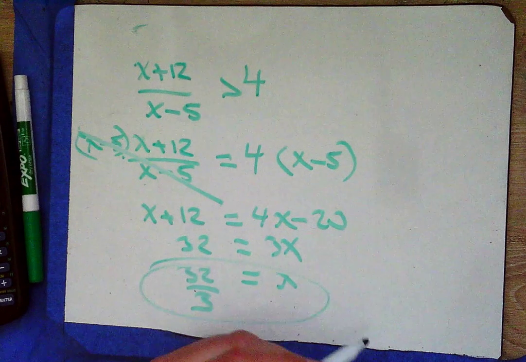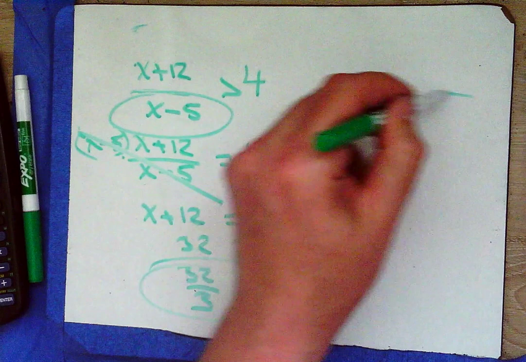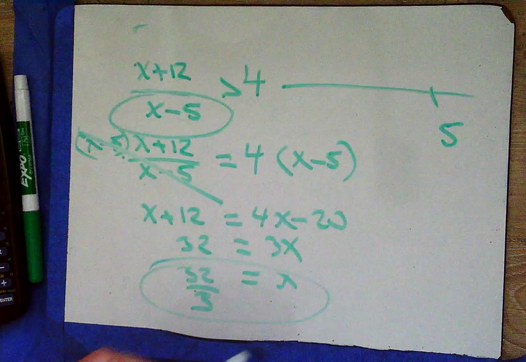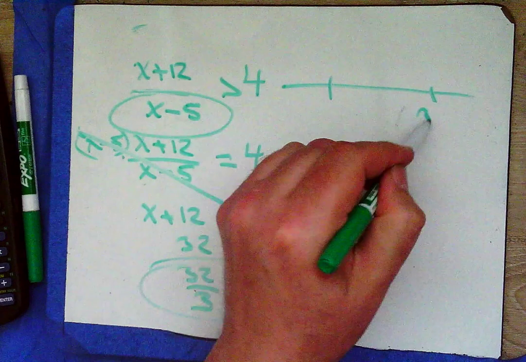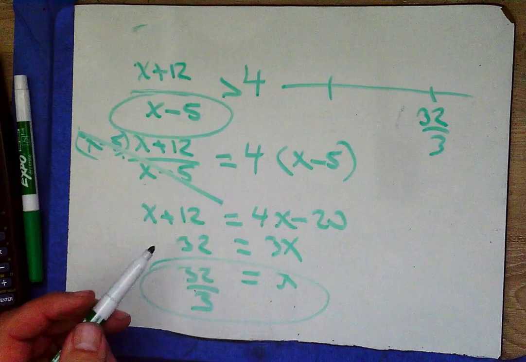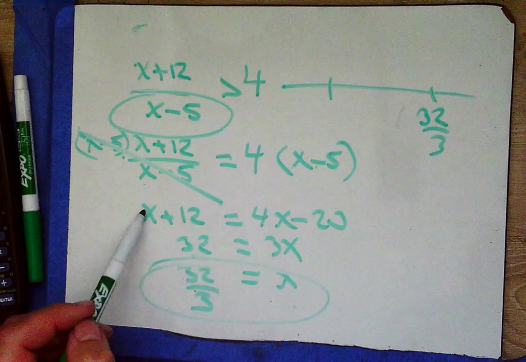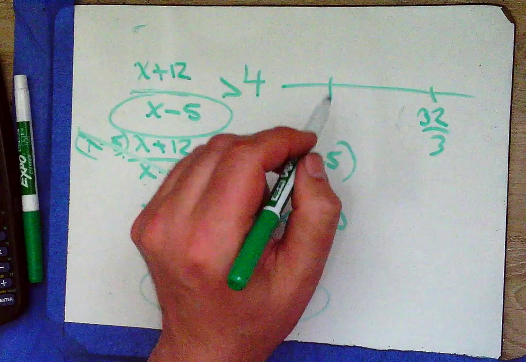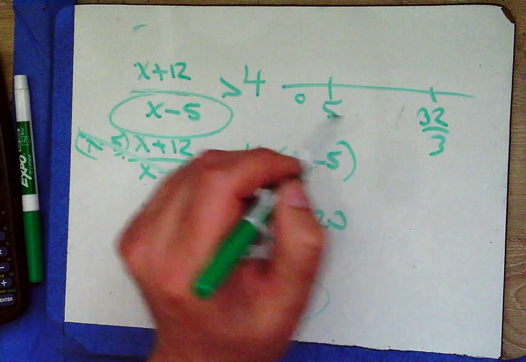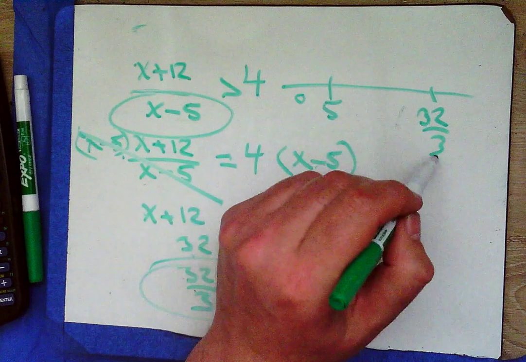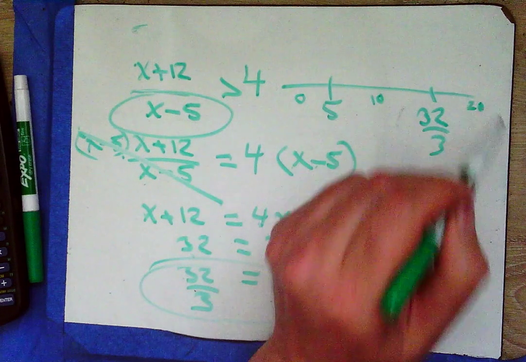Is that the only critical number? No, there's a denominator. I've got a second critical number. The critical number of 5 came from the denominator, and 32 thirds came from the equation. Let me just check. 4x minus 20. I'm going to add 20 to get 32. I'm going to subtract x to get 3x. Yep, and 5. So let's test some values like 0, 10, and 20.